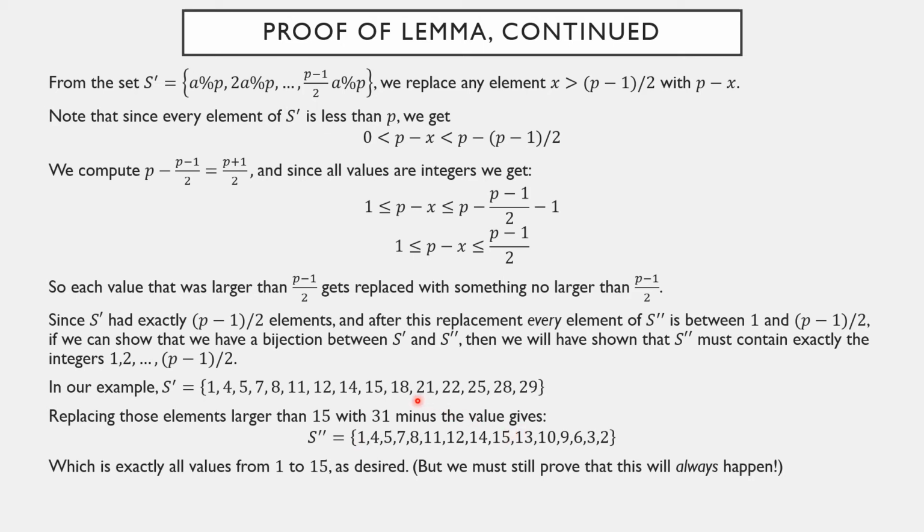The big remainders, 18 through 29, got replaced with 31 minus them, starting here, 13, 10, 9, 6, 3, 2. And none of these values overlap with remainders that we already had. That's what we need to show always happens. When you take one of your big remainders and subtract it from p, you don't happen to duplicate a value of a remainder that you already saw. So that's what we need to show always happens. Then this list will have exactly (p minus 1)/2 elements with no duplicates, and they are all less than or equal to (p minus 1)/2, so they will just be that list.